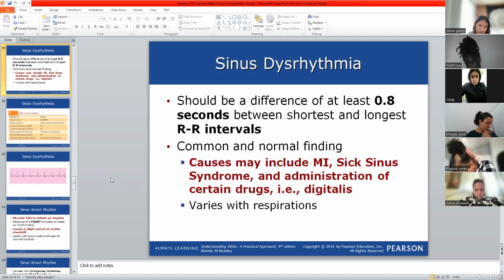Let us have here an example of sinus dysrhythmia. I need you to save this one word: MI. What is MI? Myocardial infarction. Very good. Thank you. You are very smart. So MI means myocardial infarction. Very, very good. And also here, look, we have the drugs, and one of them is digitalis, and you are familiar with what digitalis is.